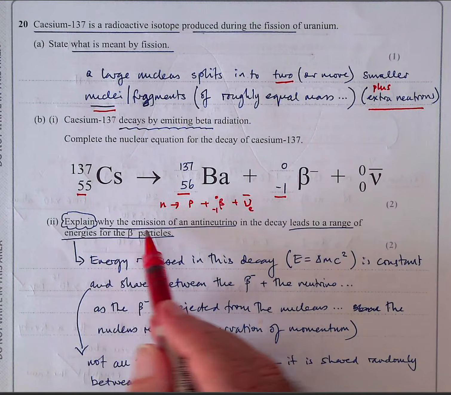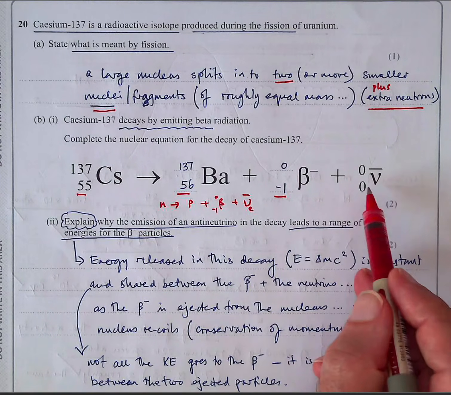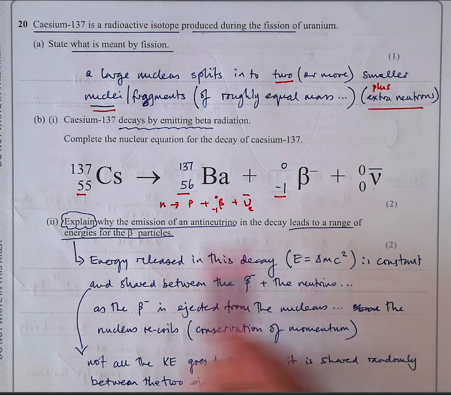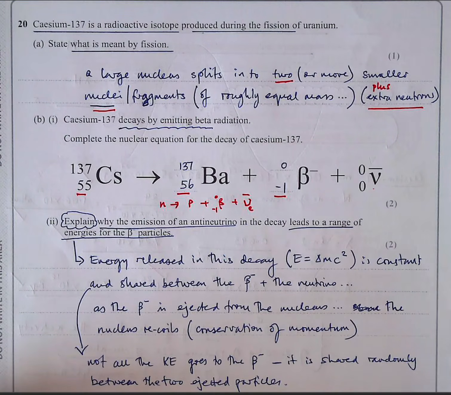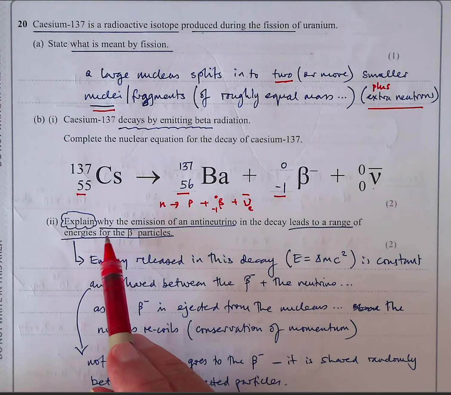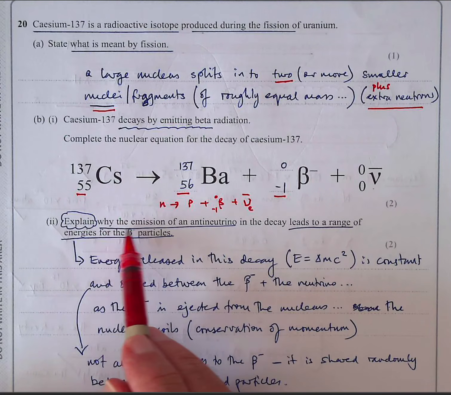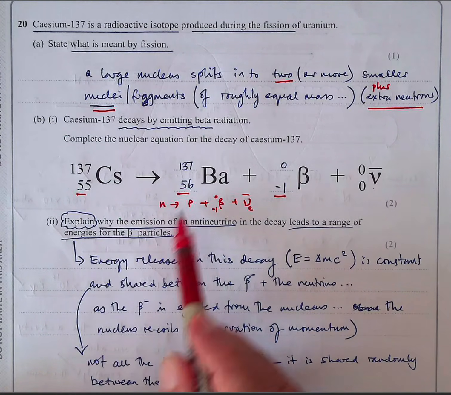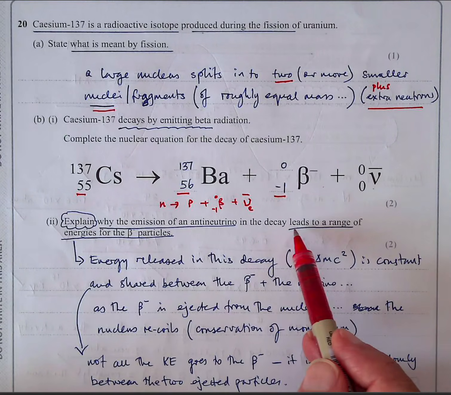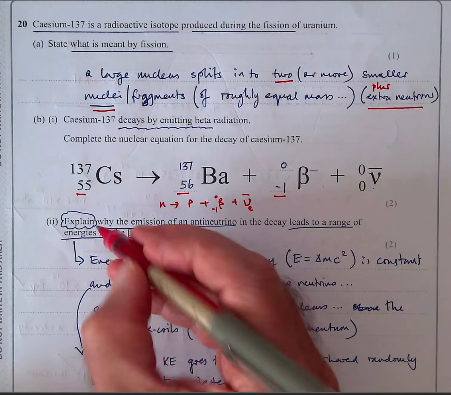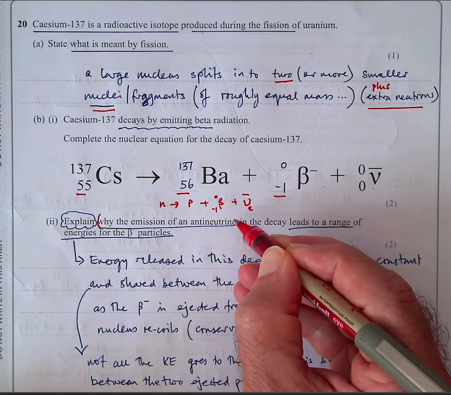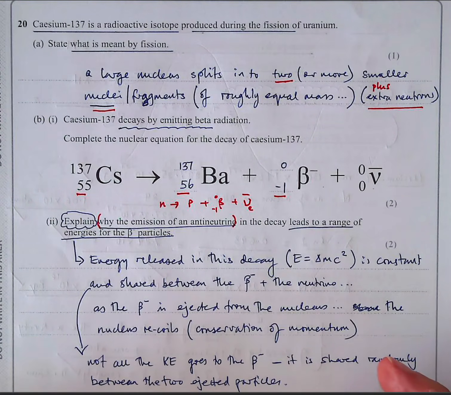So, explain why the emission of an antineutrino in the decay leads to a range of energies for the beta particles. Well, I don't really like the way they've worded this question. What they're asking for is to explain why this process produces a range of energies for the beta particles. And this is how they discovered that there must be neutrinos produced.